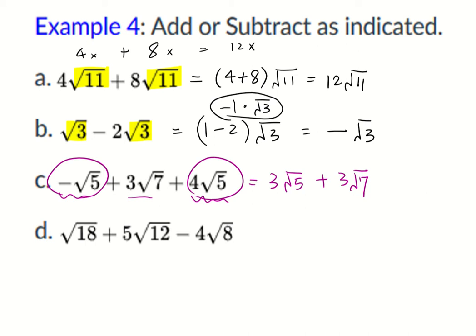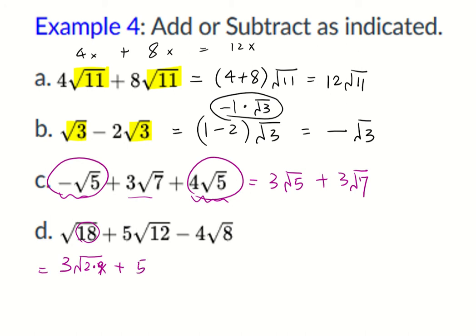Now let's look at D. Square root of 18 plus 5 square root of 12 minus 4 square root of 8. We can actually simplify square root of 18 because 18 has a perfect square 9 in it. So I'm going to write square root of 18 as square root of 2 times 9, where this 9 can come out as a 3.